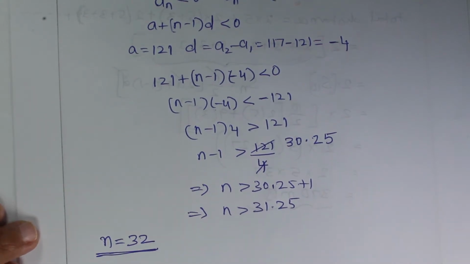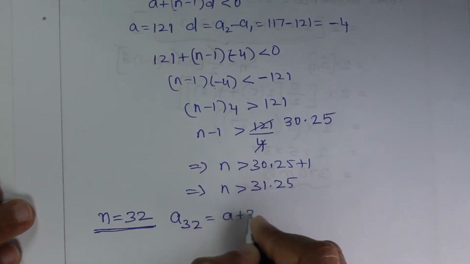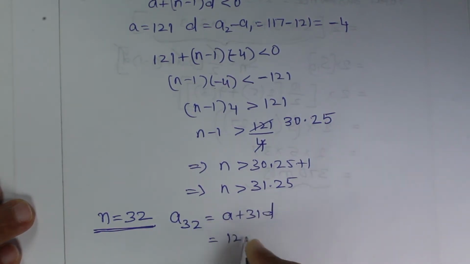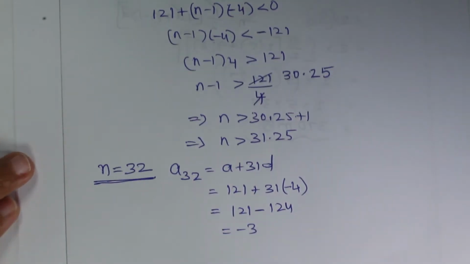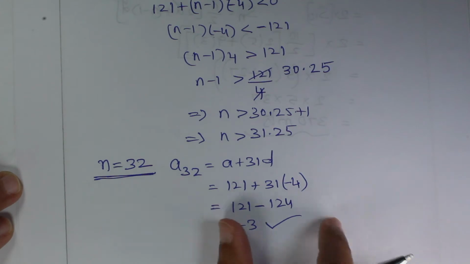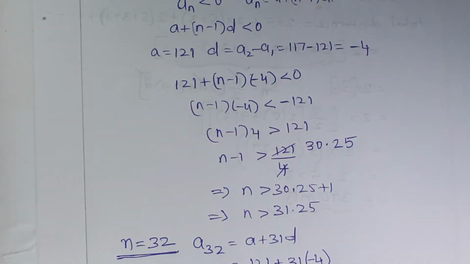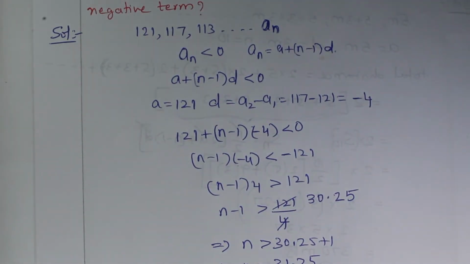In fact, we can check for A32. If it is the first negative term in the series, A32 becomes a plus 31d, right? A is 121 plus 31 into d, where d is minus 4. That is equal to 121 minus 124, that is equal to minus 3. In fact, this is the first negative term in the series. So it is proved. The answer is 32. So the 32nd term is the first negative term in this given series. Hope this is clear for you.